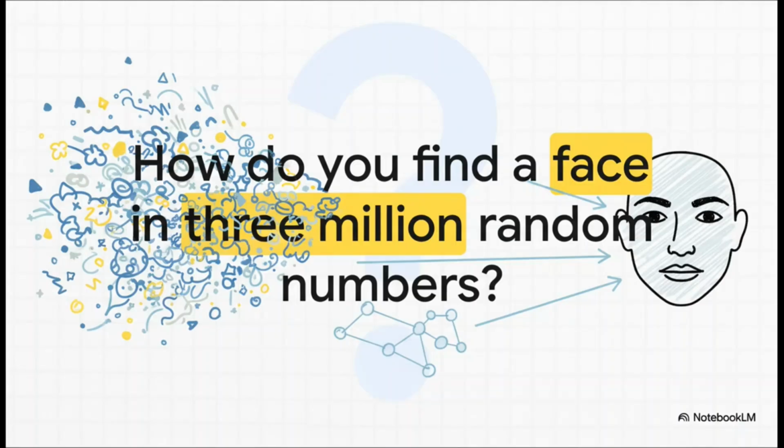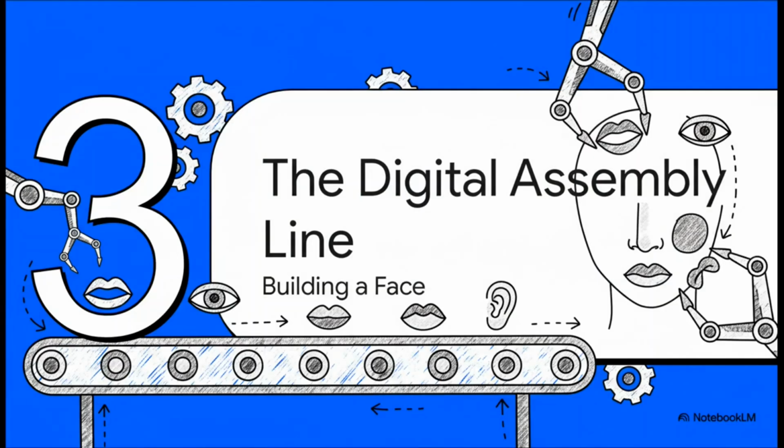So, how on earth does any system make sense of that? Seriously, how do you find a face in a random jumble of 3 million numbers? It really does seem impossible, right? Well, the solution is actually surprisingly elegant. You have to stop thinking of it as one single giant calculation, and instead picture it like a digital factory, like an assembly line that builds the answer piece by piece.